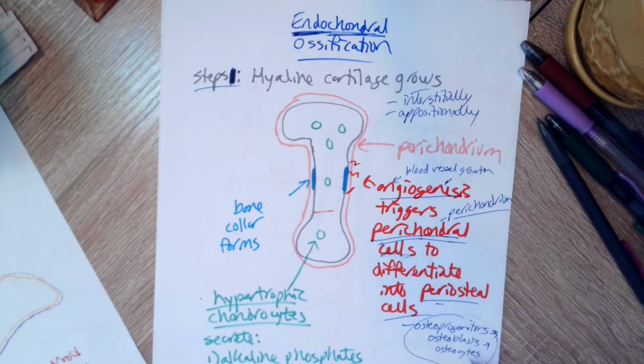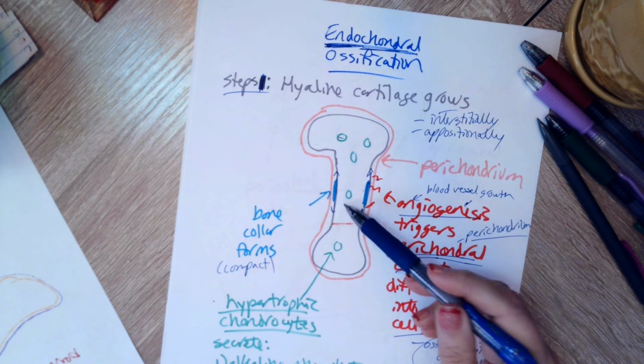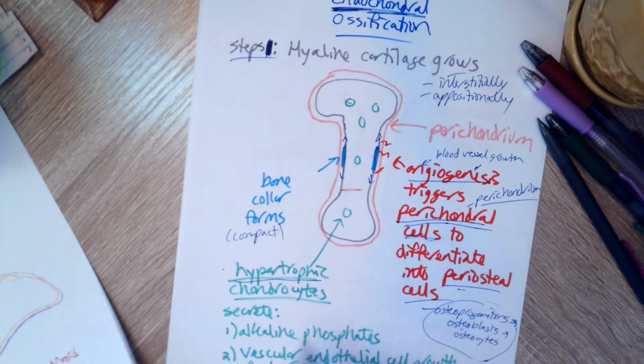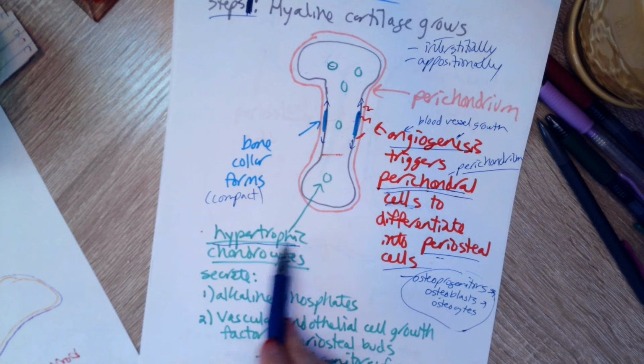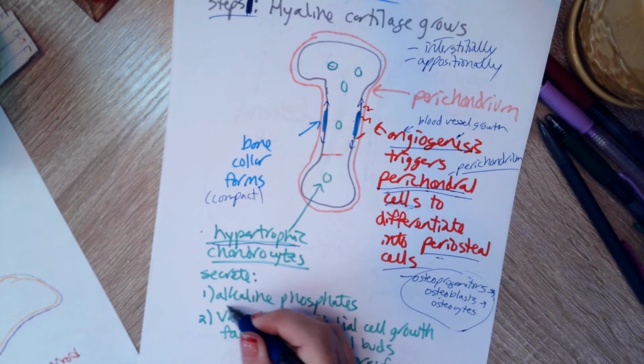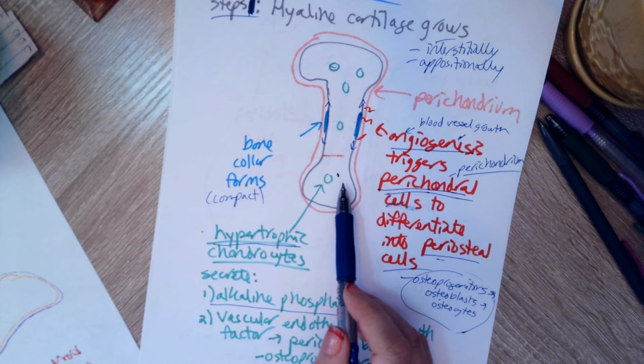Now, in the meantime, we've got the inside to deal with, and we have a bunch of chondrocytes, or hyaline cartilage cells, living in here, and they are going to be doing a couple of things. They are, one, becoming hypertrophic. That means they're growing too big. They're experiencing an overgrowth. So anytime you see hypertrophy, you're growing too much. And then they're secreting two things. Alkaline phosphatase. Alkaline phosphatase is going to help to make the matrix of this cartilage really, really hard and dense.